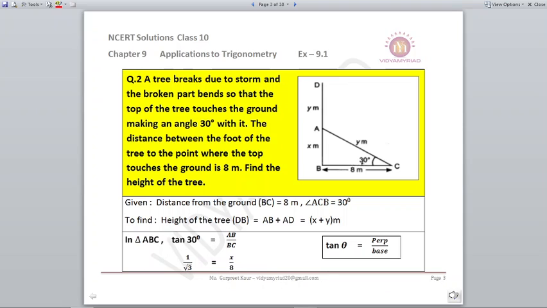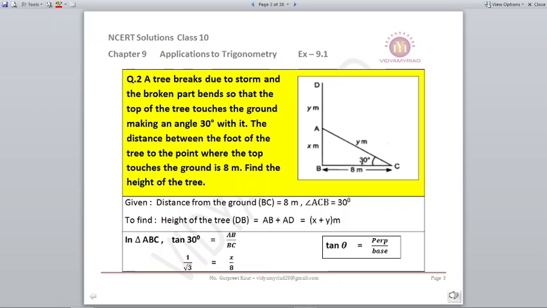Now here if you see the diagram, the total height of the tree is DB, which is made up of DA and AB, or I can say x plus y. So the part which is broken, DA, touches the ground. That means AC will also become y because DA is y. And the distance BC is given to us as 8 meters. The angle formed is given to us as 30 degrees.